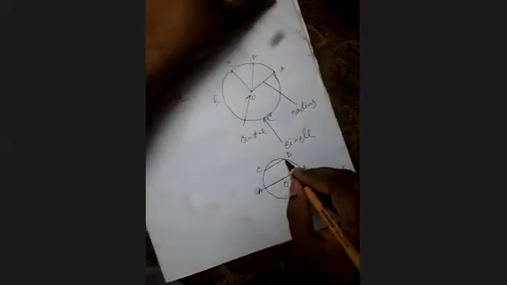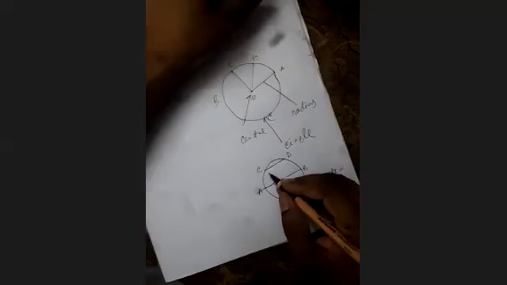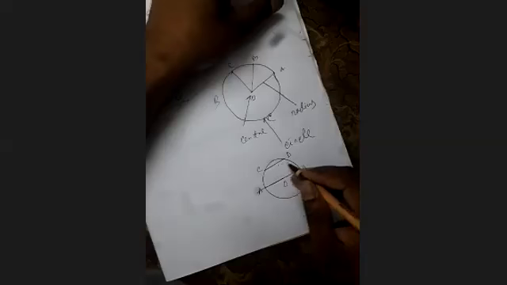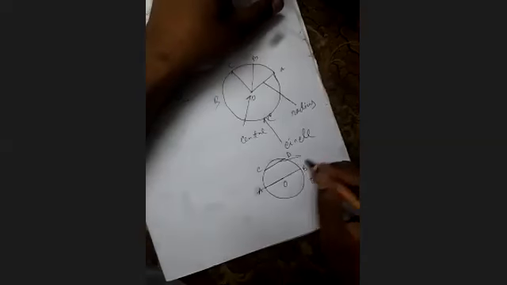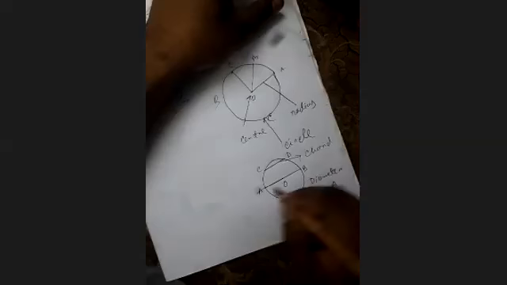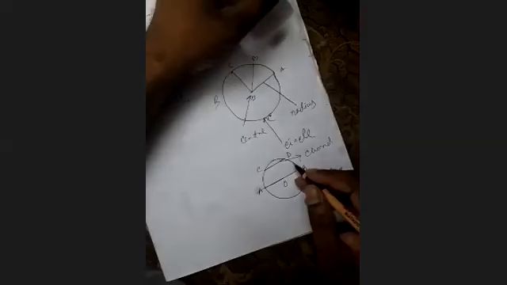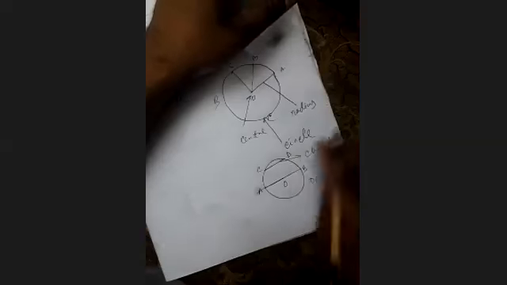Half of the diameter. Any straight line joining two points on the circle is called a chord. But the diameter is also a chord. Any straight line joining any two points on the circle is called the chord. Sir, what is an arc?